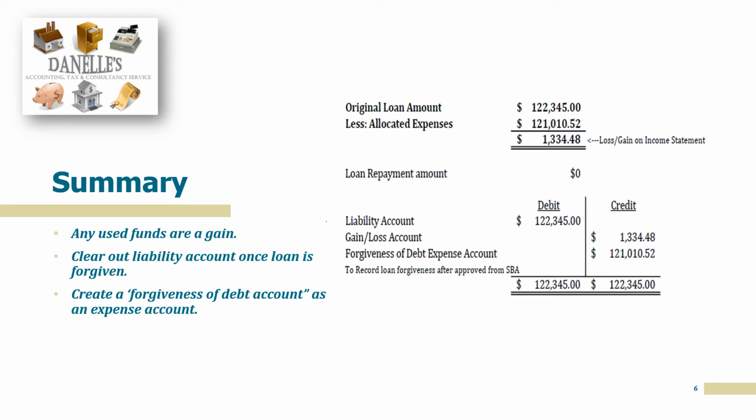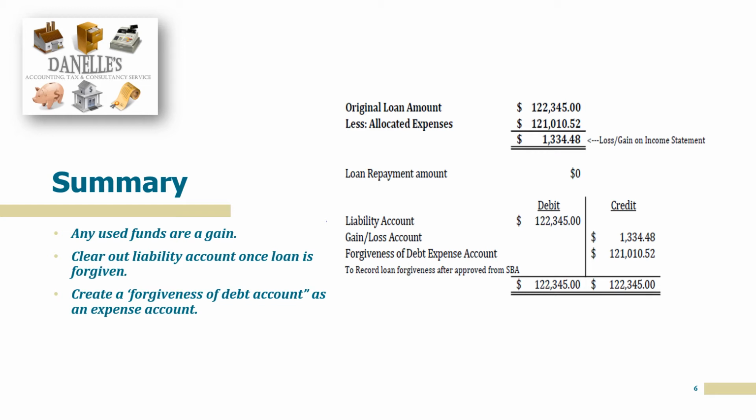Now, I was informed by a colleague that the best thing for a business owner to do is to have some sort of summary of how everything was allocated. So here's a good example. The original loan amount is $122,345, and you actually allocated $121,010.52 in expenses towards that loan amount, and there's a difference of, let's say, $1,334.48. Well, someone asked me, how do I recognize that?